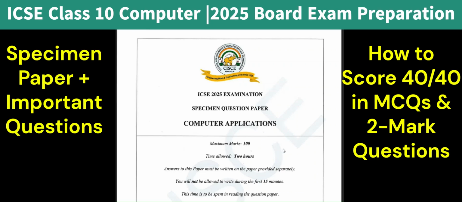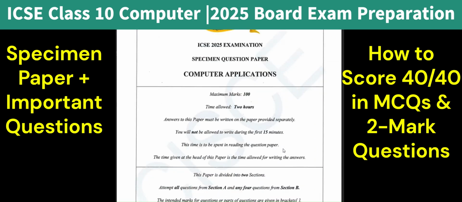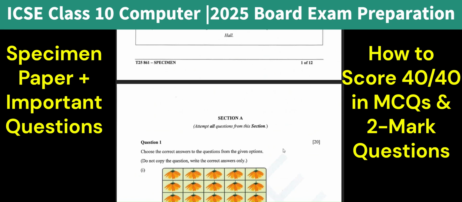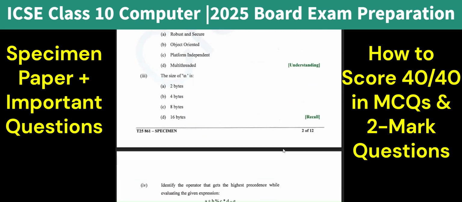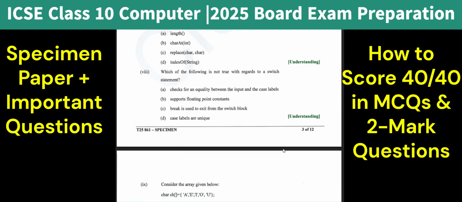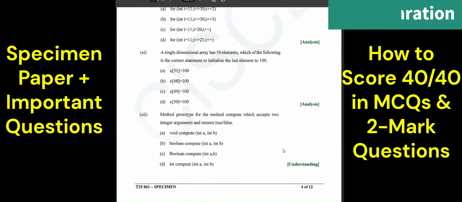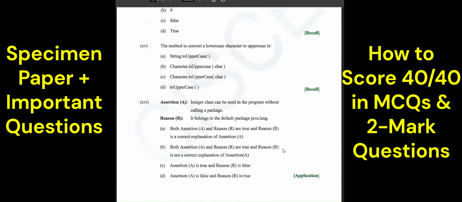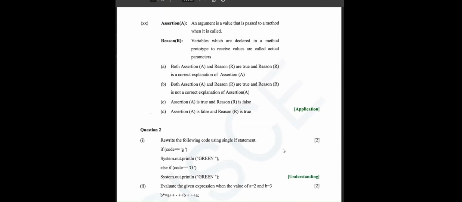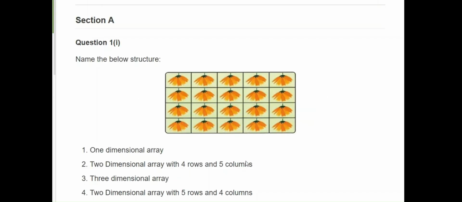Are you preparing for the computer board exam? Then this video is for you. In this video, we will cover the ICSE 2025 Computer Application Specimen Paper with detailed solutions for Section A, which includes 40 marks worth of MCQs and 2-mark questions. Along with solving the specimen paper, we will also discuss important related questions that are highly likely to appear in the board exam. Now, let's begin with question 1.